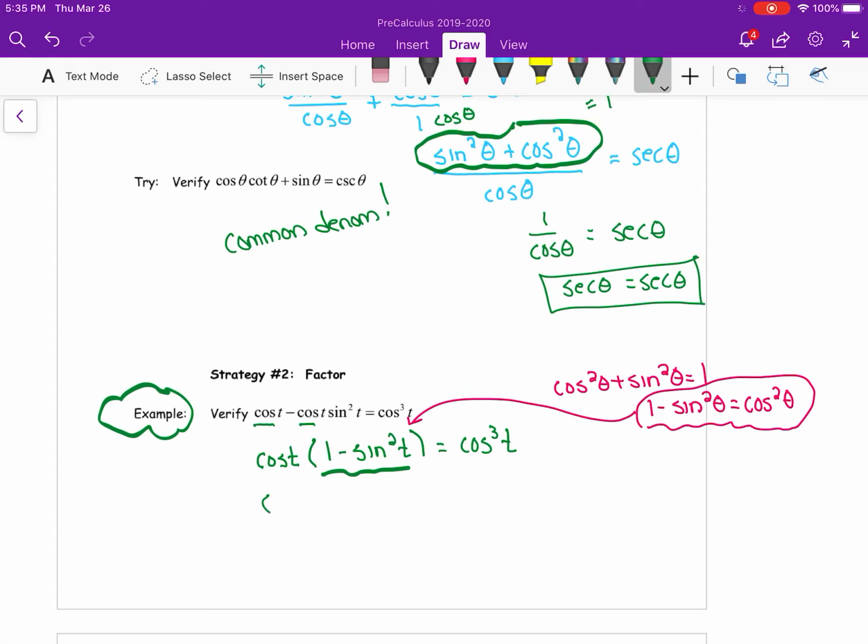So cosine t times cosine squared t equals cosine cubed t. And that is true. Cosine cubed t does equal cosine cubed t. So that works out just fine.